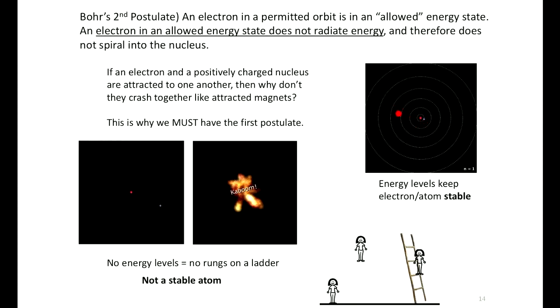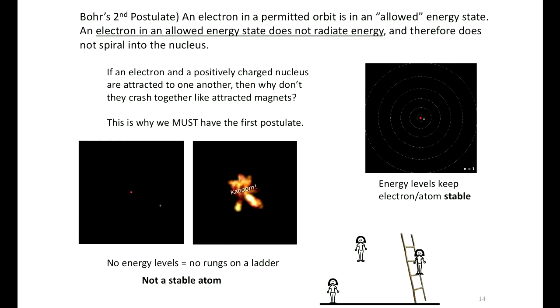Let's put the energy levels there. Now the electron has a nice stable place for it to stay, so it does not go crashing into the nucleus. And so the analogy I like to use is, okay, if there is not a ladder and you would pick me up off the ground and drop me, and then everyone laughs, yes, I would go splat, right? I would not be very stable.